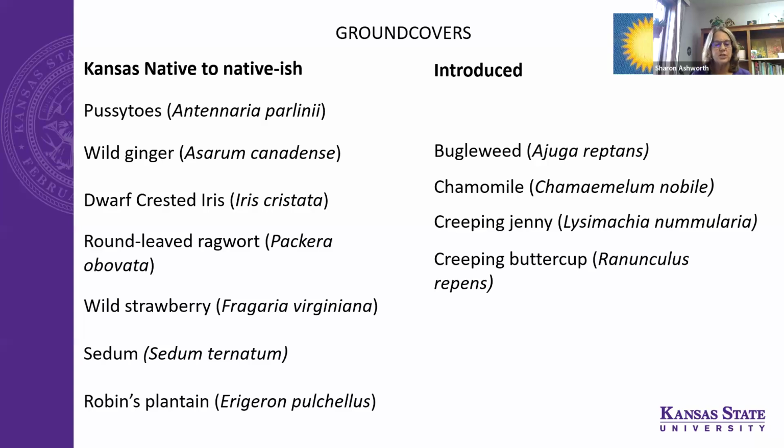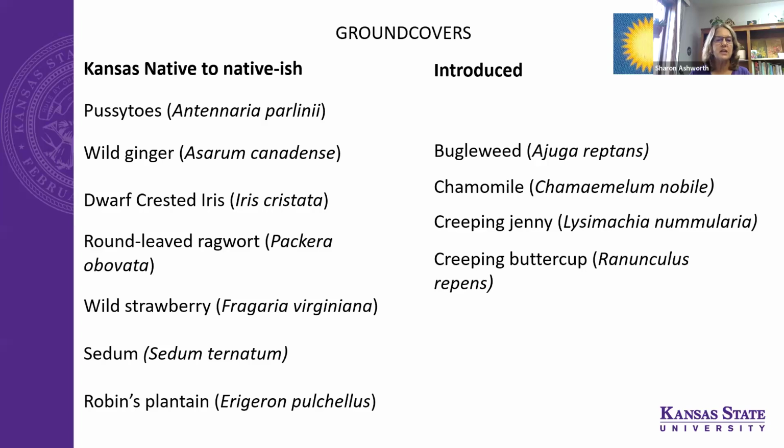So here are some suggestions. Of course, these are suggestions for Kansas. So these are native or native-ish to Kansas. On the left-hand side, I have a list of plants that can be recommended as ground covers. Now, up in the upper right corner, you see that this is part shade to sun. These are all plants under a foot tall, and these plants require some moisture. And then by comparison, I also have some introduced ones that you might be familiar with as ground covers, like bugleweed and chamomile and creeping jenny.